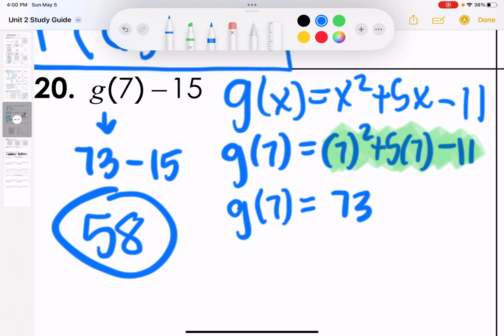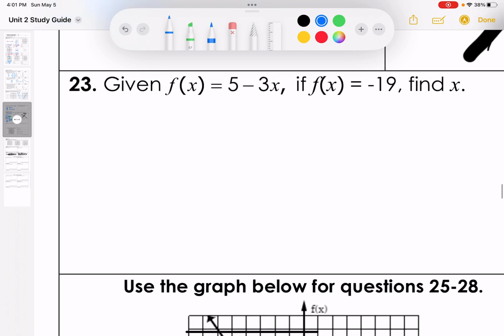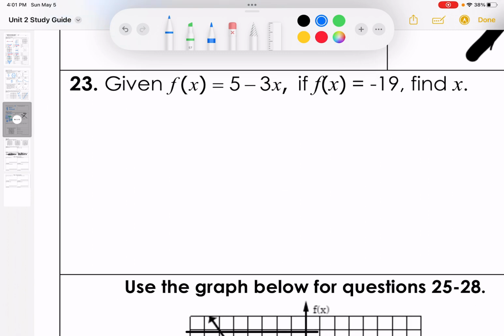All right, we're going to skip down to 23. So this time they give us the function, and then they say if f of x equals negative 19, find x. So what you're going to do is take this negative 19 and substitute it in for f of x. And then you're just going to solve this for x like you would any other equation.